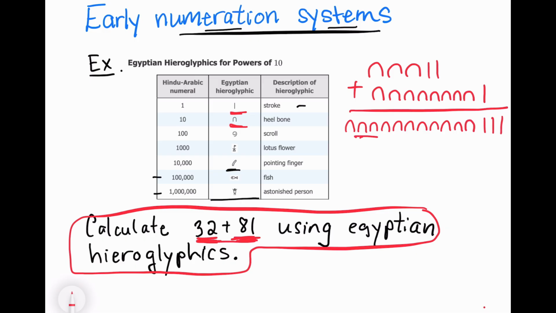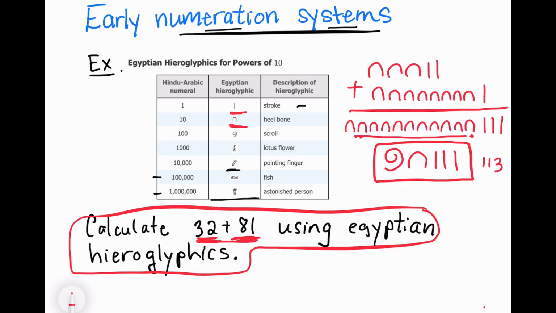But 11 heel bones can be written as 100, right? So 1 scroll. So I can write that with 1 scroll, and then I still have 1 heel bone left over and 3 strokes. So this is how I could write my final answer. You can see that that is 113, if I wrote that in Hindu-Arabic, which is exactly what we expected looking at our Hindu-Arabic numerals.